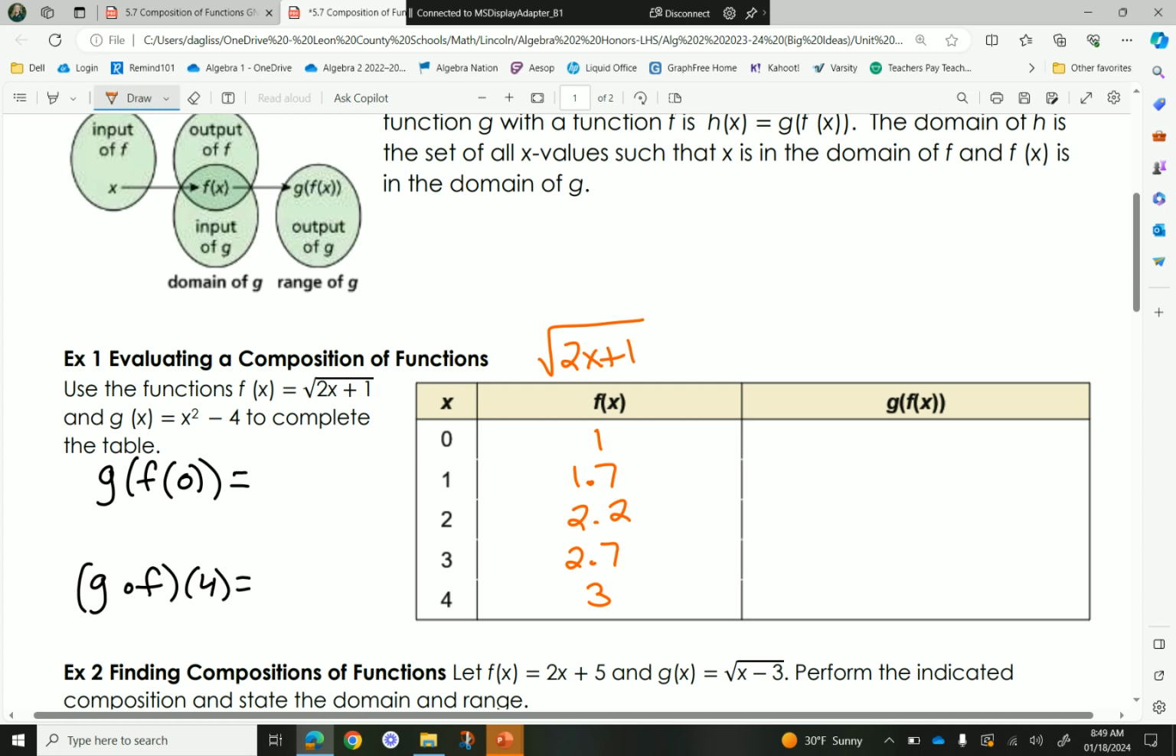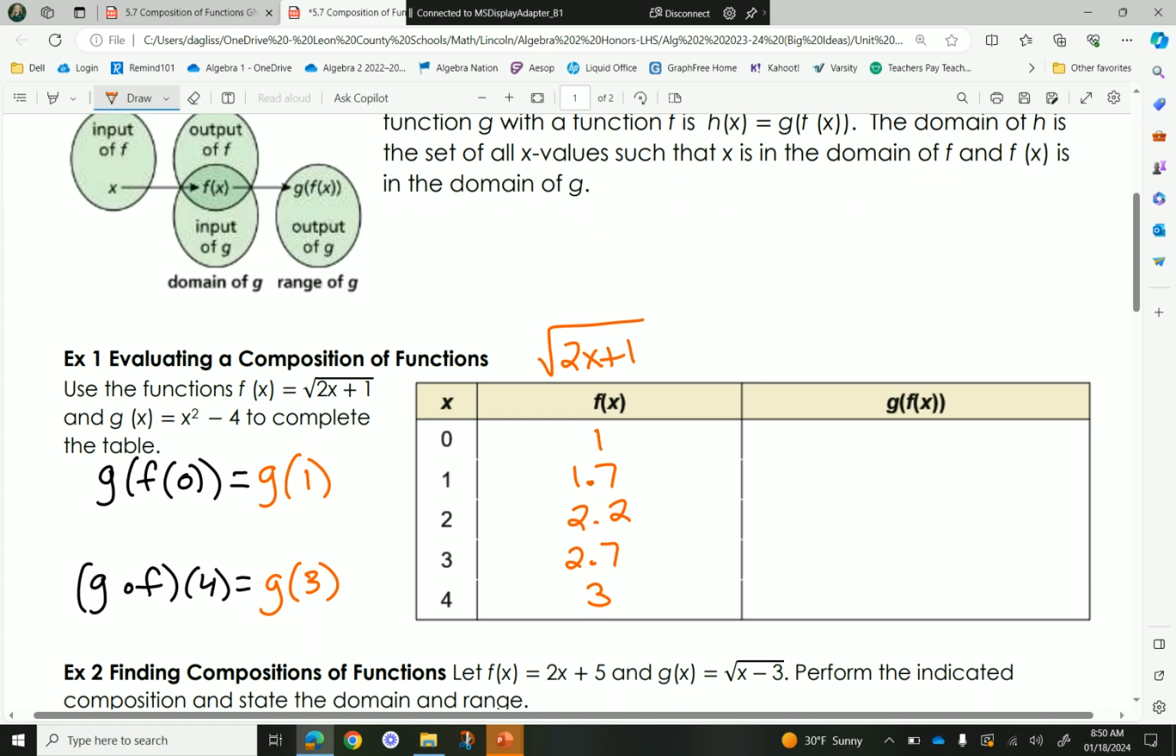Okay. So I put 0 into f, and that outcome was a 1. Does that make sense? Here I plugged 4 into f, and my outcome was 3. So you're evaluating twice. So now you have a new input for your functions.